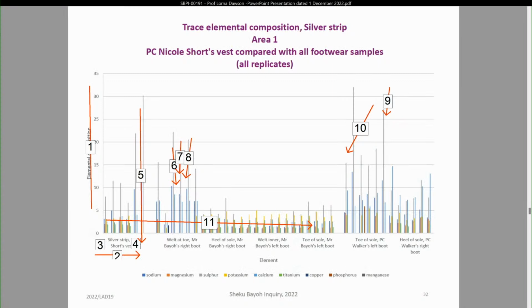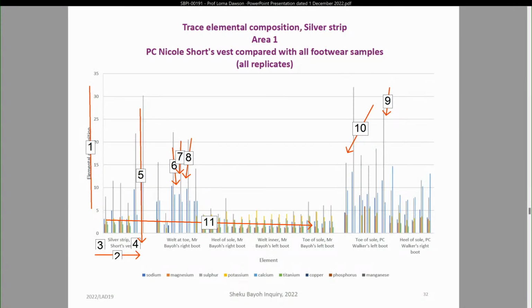Is it unusual to have an outlier within your replicates? No, I'm not surprised that there is an outlier. It just suggests there's a heterogeneous sample and it's not likely a single source sample. So the sixth replicate you consider is likely an outlier. The fifth may have an influence from the road surface itself.